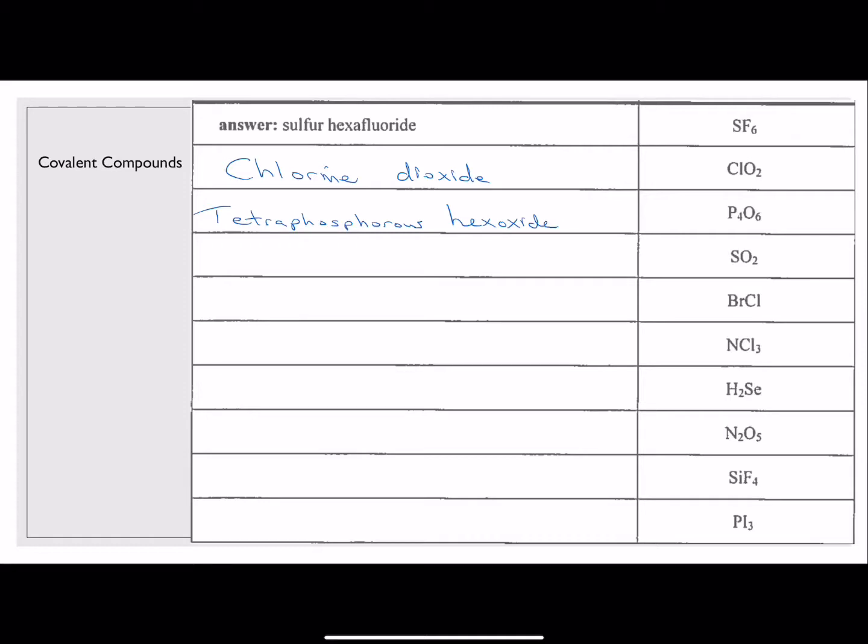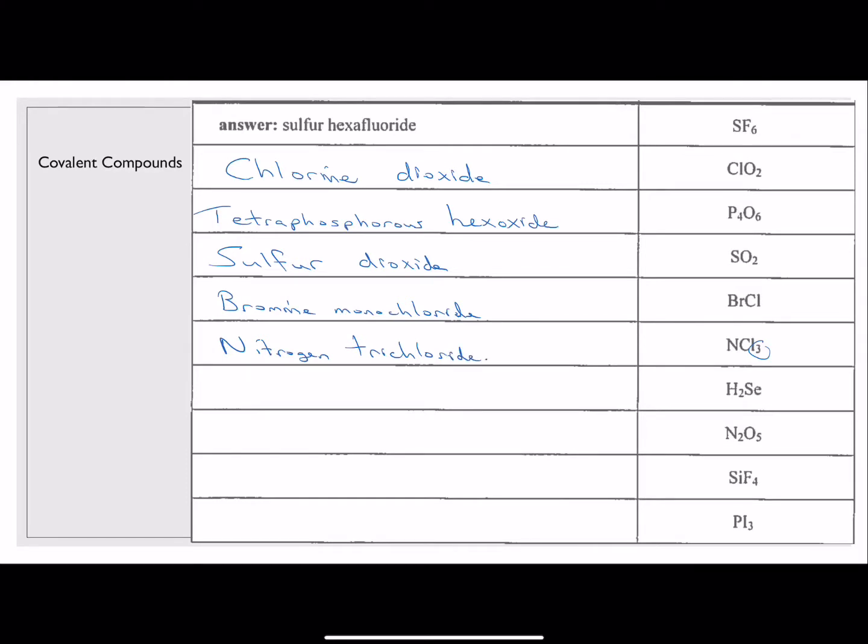The next one, again, I don't have to put mono in front of the sulfur, because when there's only one of that atom, I just start with sulfur, and I have two oxygens, so it's going to be sulfur dioxide. The next one, I have one bromine and one chloride attached to that, so it's going to be bromine, and of course, since there's only one chloride, I'll call it monochloride, bromine monochloride. The next one, I have one nitrogen and three chlorides, so it's going to be nitrogen, and the prefix when I have 3 will be trichloride, so nitrogen trichloride.